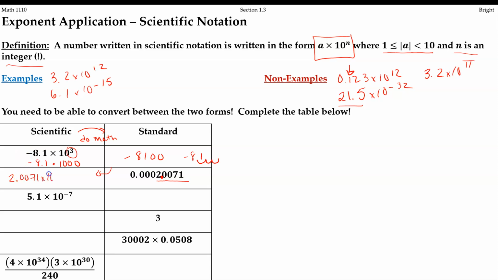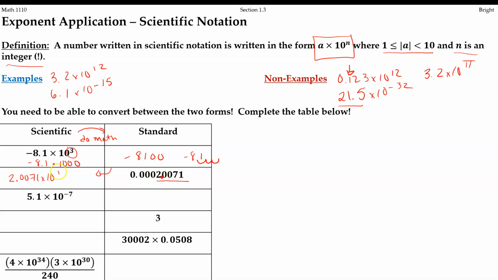2.0071 times 10. And now we just have to figure out the exponent. The exponent is going to pertain to the number of decimal places you move, so the number of powers of 10 that you've changed. So let's see, in total, the total difference in number of decimal places is 1, 2, 3, 4.